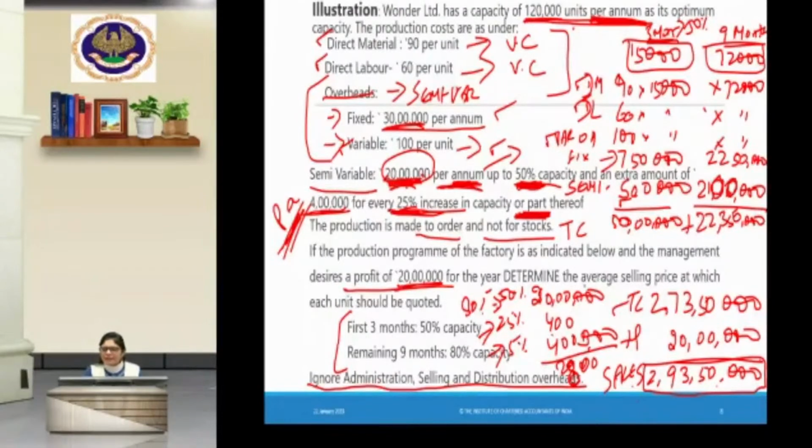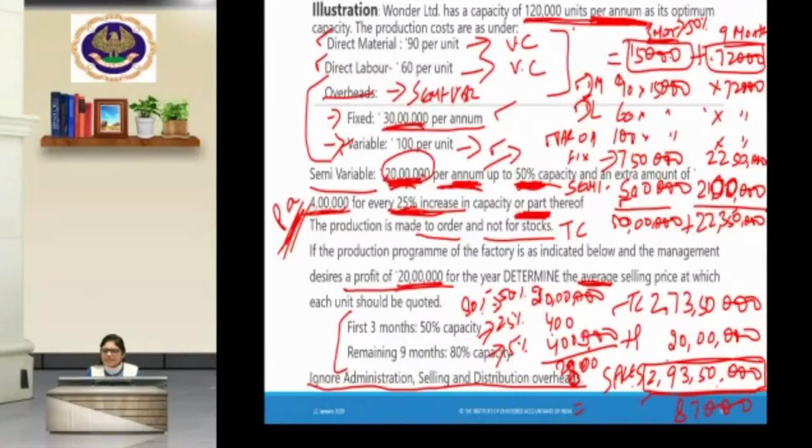We have to calculate the average selling price. Average selling price means we take the total sales divided by the total units. You will get the average selling price. The total units are 87,000. So 2 crore 93 lakh 50,000 divided by 87,000 units. How much is the selling price per unit? Can I get the selling price per unit? Has anybody calculated the selling price per unit?